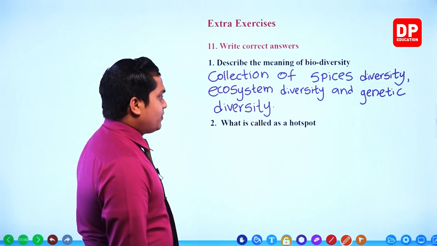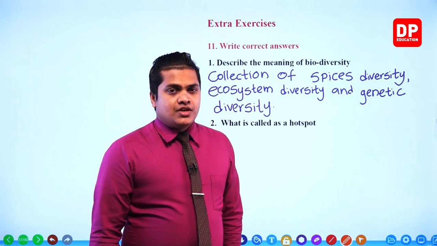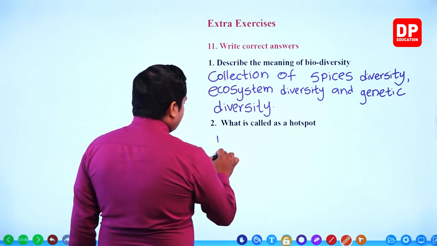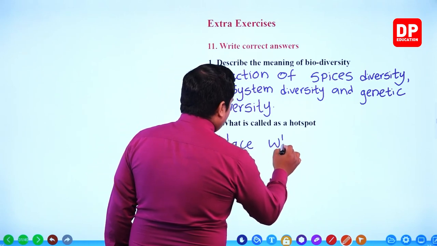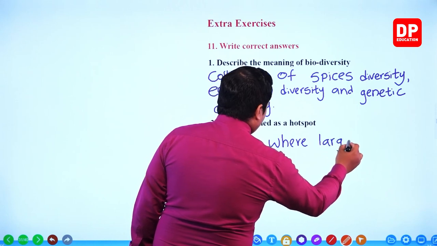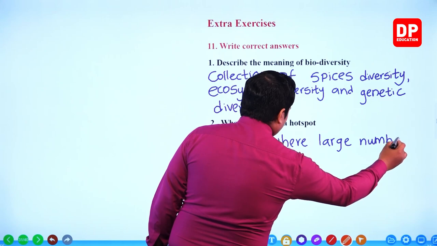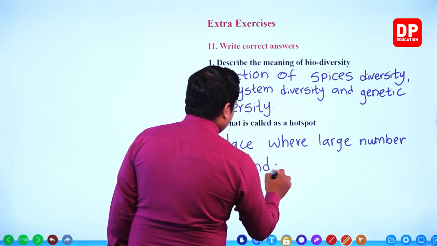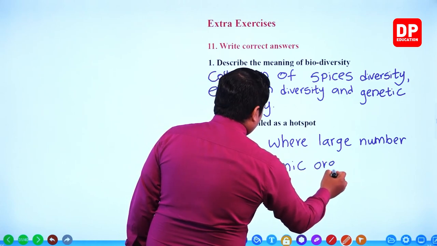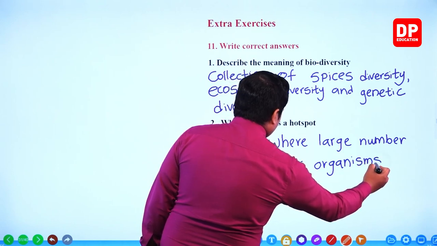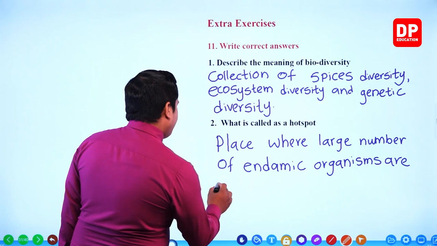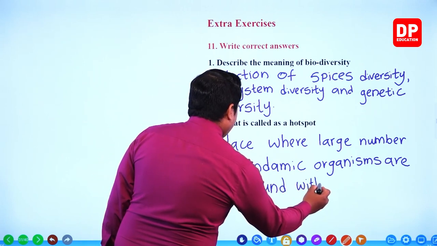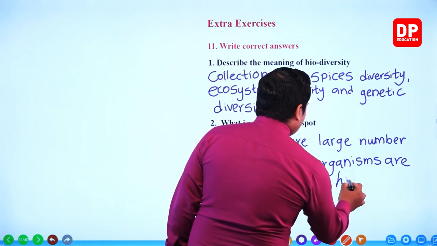Next one. What is called a hotspot? A hotspot is a region where a large number of endemic organisms are found. A place where a large number of endemic organisms are found with high density of biodiversity.